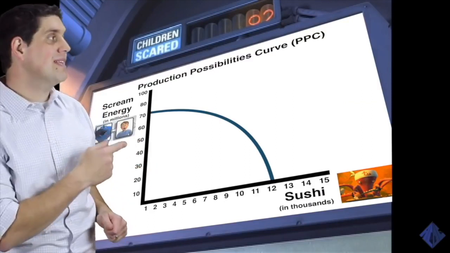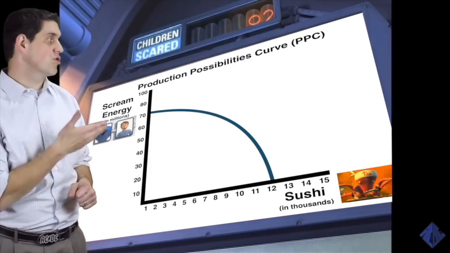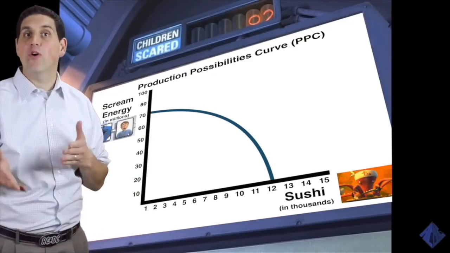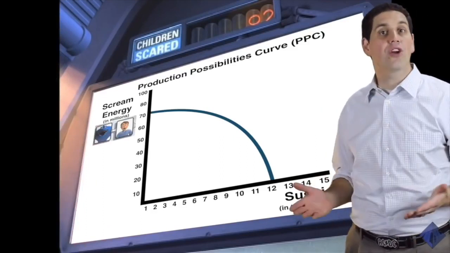But notice they can't get any combination outside the curve. They can't put all of their resources into producing Scream Energy, at the same time put all those resources into producing sushi. So any combination out here, outside the curve, is impossible.